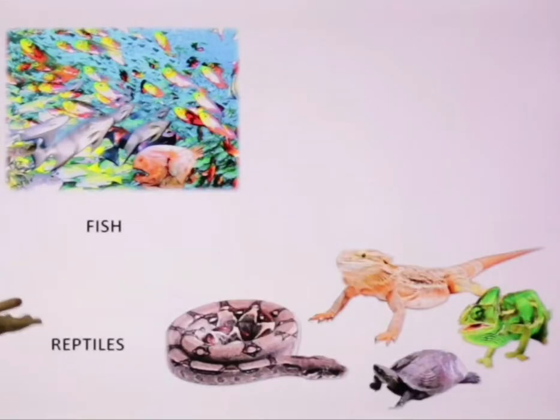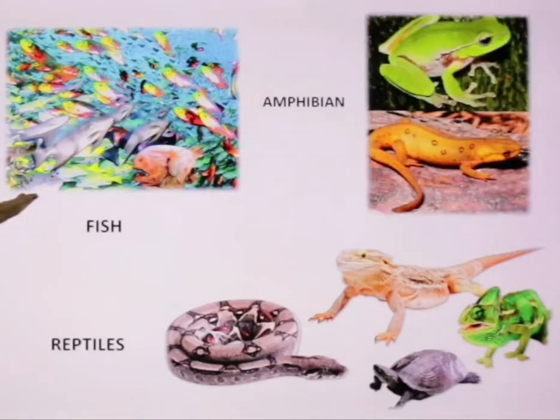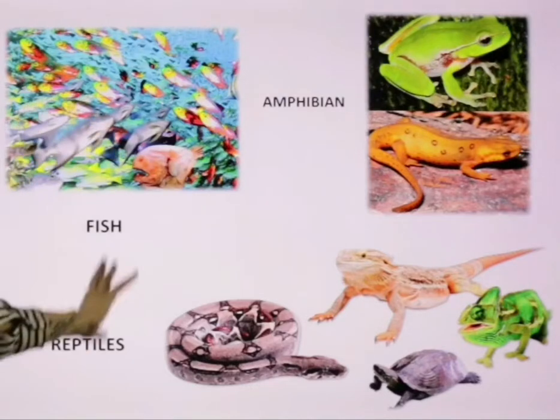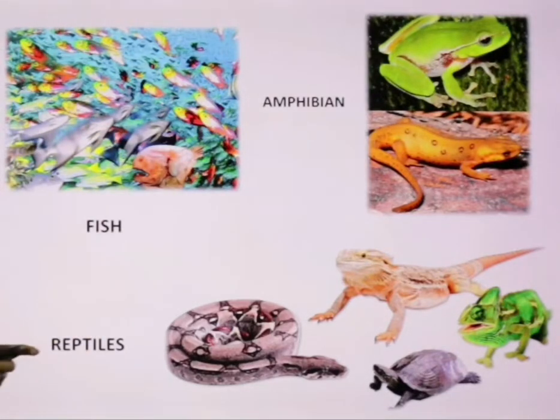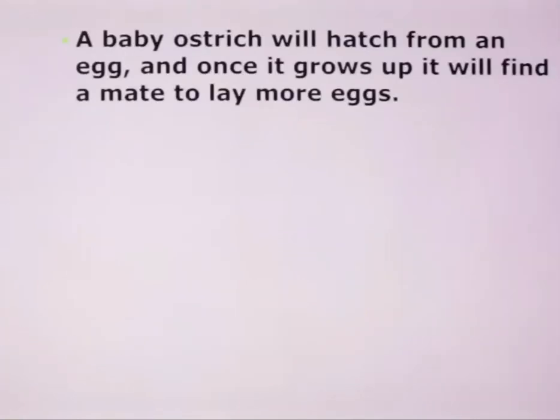So these are some examples of fish. These are some reptiles, and these are some amphibians. So these three species give birth by laying eggs, not by giving birth like mammals do.